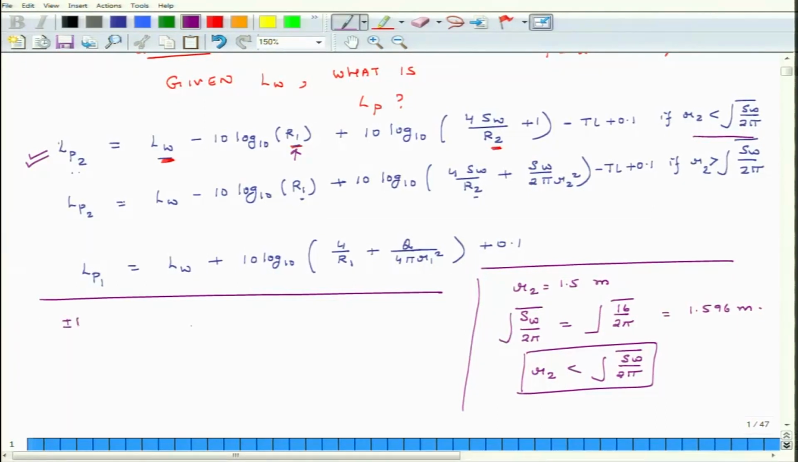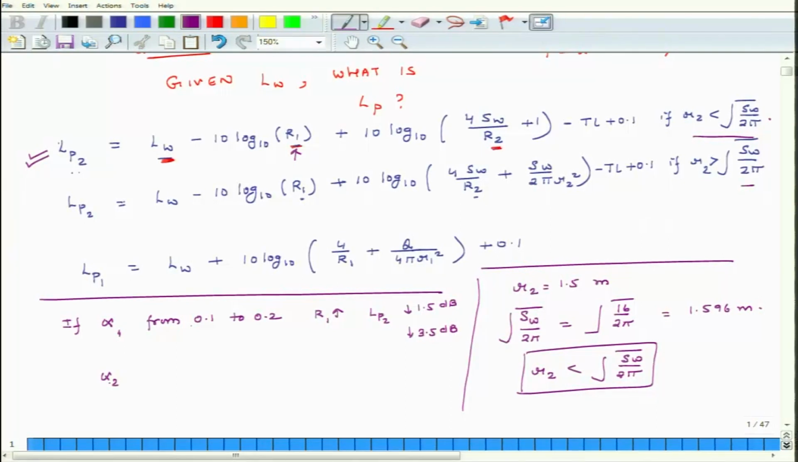Typically, if you increase alpha bar from 0.1 to 0.2, as alpha increases, what will happen? R1 will go up, right, and as R1 goes up, if you keep everything else the same, you will find that LP2 will go down by 1.5 dB if you are using the first equation, and it will go down by 3.5 dB if you are using the second equation. So, if you double the sound absorption coefficient, your LP2 will reduce by 1.5 or 3.5 decibels based on how far you are from the wall.